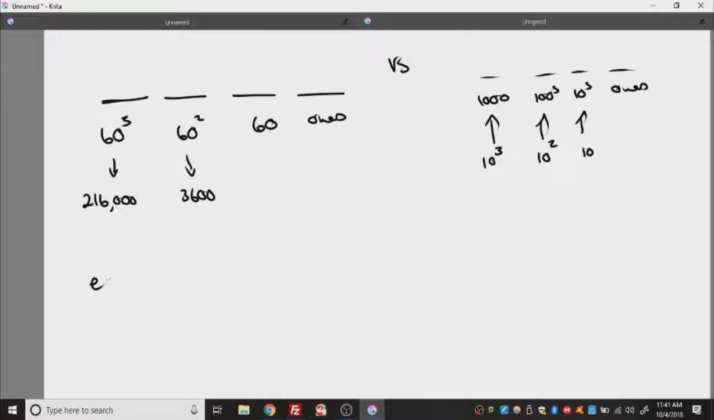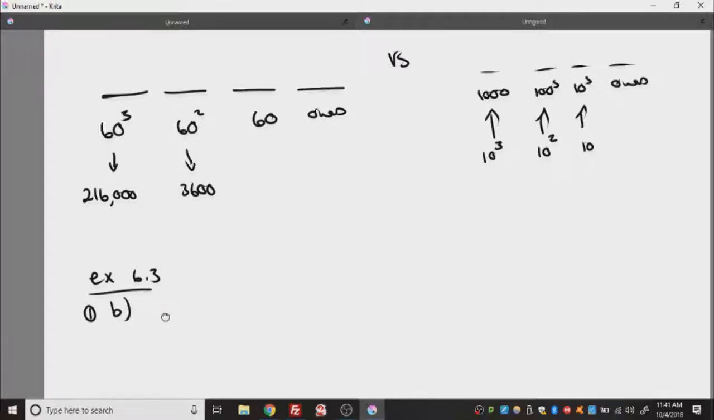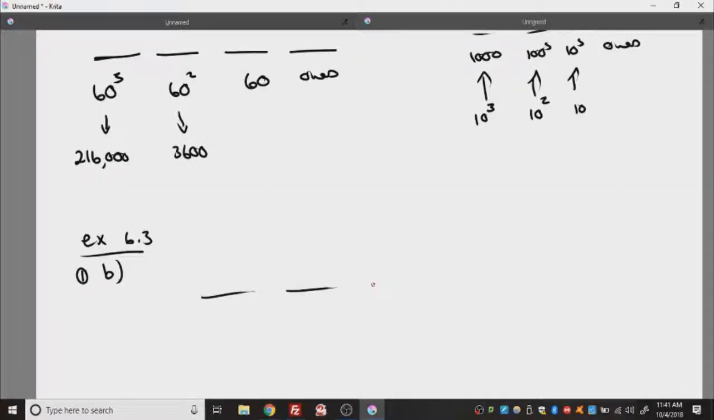So if we now go to that exercise, 6.3, number 1b, we see we have 4 places. Now you can tell me for how much longer I need to do this in between one. I don't know. If it gets annoying, let me know.